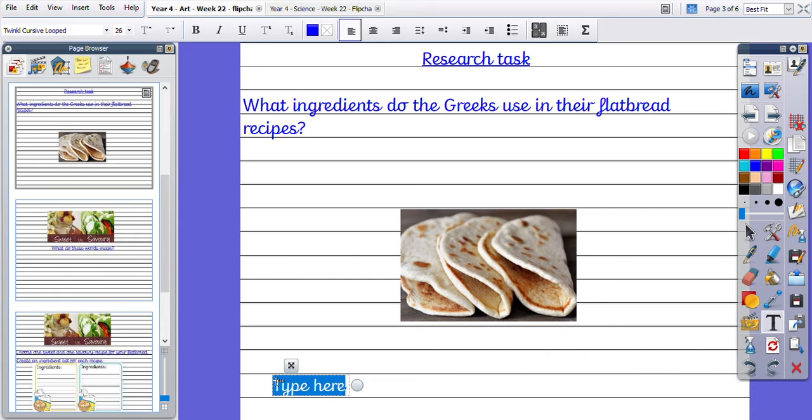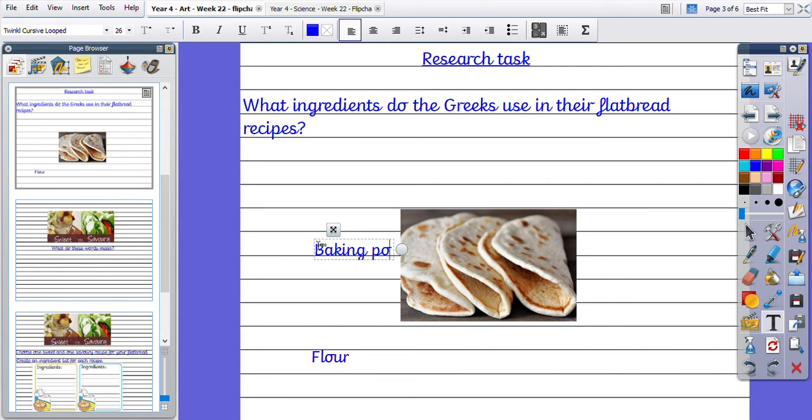You may have noticed that a lot of them use flour, and we sometimes have baking powder, and we may have salt. Some of them use yogurt, some of them use water. So you should have got some ideas around your picture in your book to put into your ingredients list.